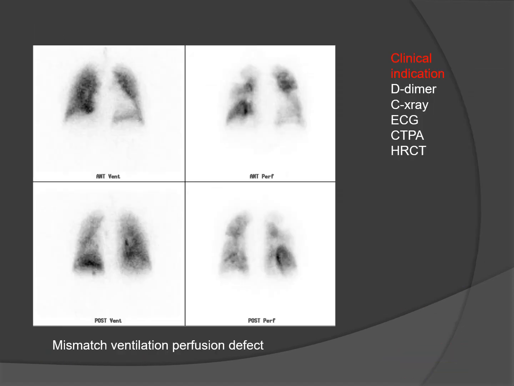But if there is a pulmonary embolism, the ventilation study should be normal because there is no obstruction in the ventilation, but there will be what we call a wedge-shaped defect in the perfusion study. So if we have an image like this, we call it a mismatched ventilation perfusion defect, where the defect is in the perfusion. It is the characteristic of pulmonary embolism.